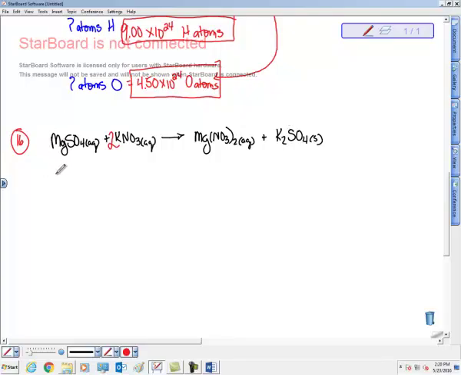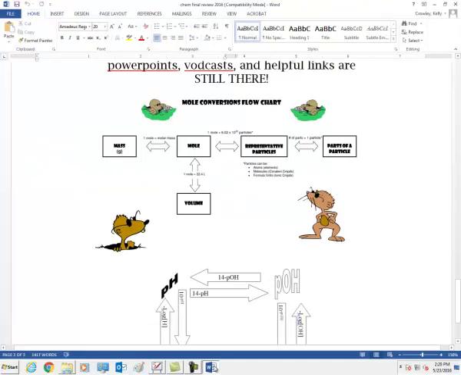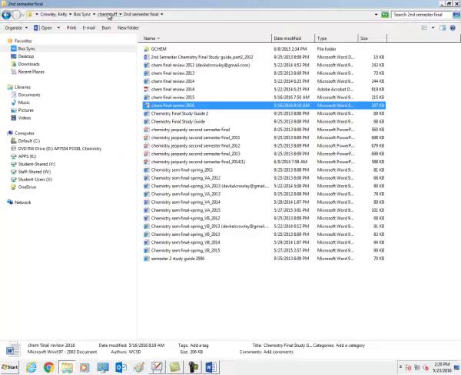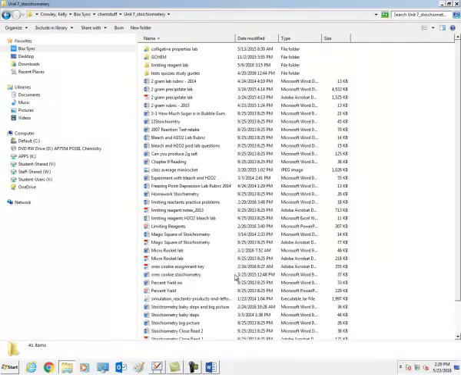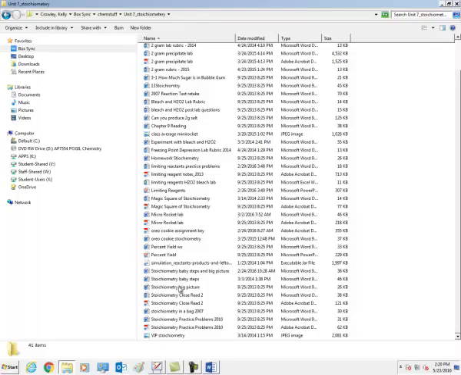Alright, here's part A. It says, if I produce 6.5 moles of MgNO32, how many moles of K2SO4 are also produced? Alright, so when you get confused on these, remember you still have this little guy right here to just kind of help you out with mole conversions. But do you guys remember that other one that we used for chemical reactions? This is specific to stoichiometry. And there was this other one that I used to use with my students.